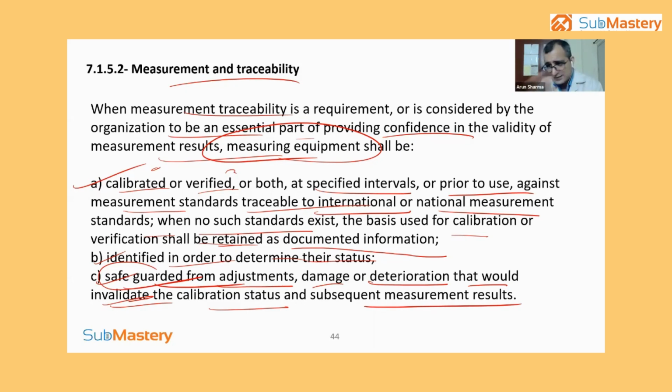It is with the quality inspector, or you keep that instrument in a box, a safe box, so that if it falls down, it should not be damaged. So you decide what are the ways through which you prevent the deterioration, or what are the ways through which you prevent the damage.